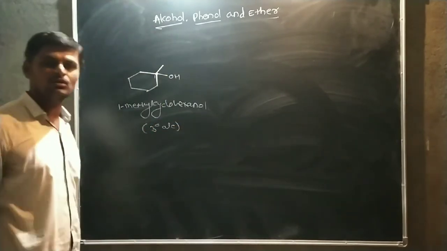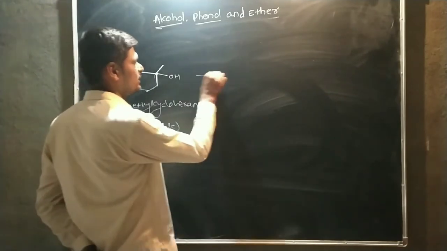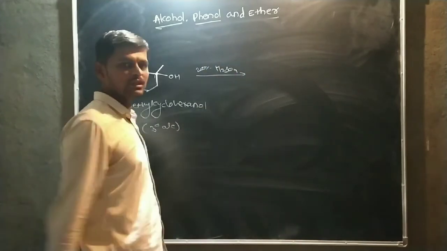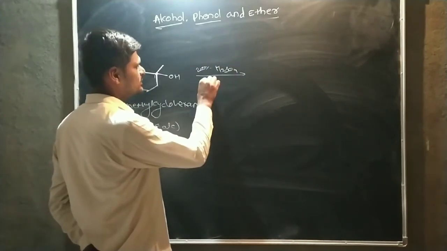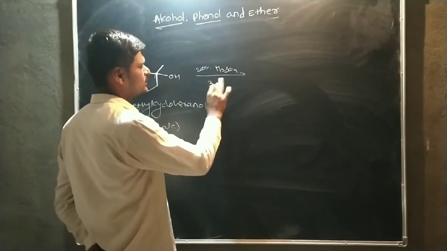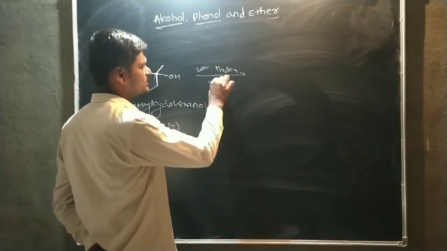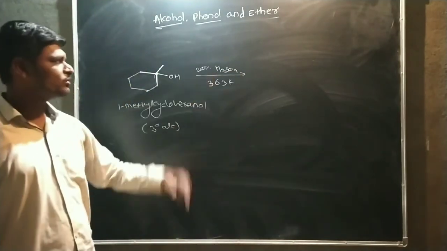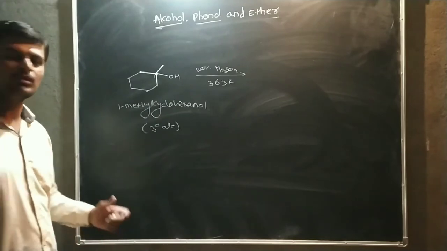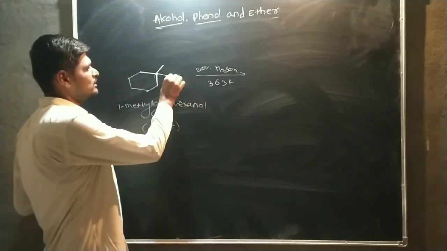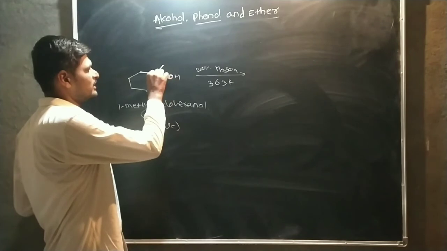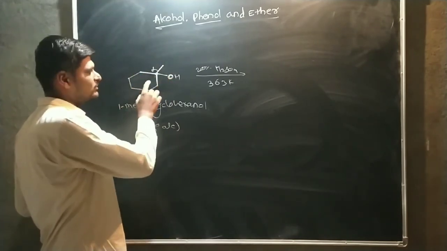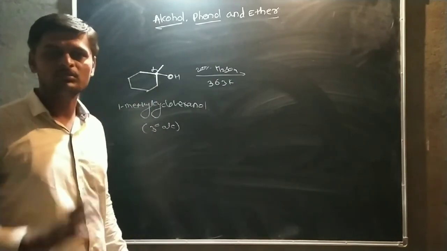If the tertiary alcohol undergoes a dehydration reaction using 20% H2SO4 at a temperature of 363 Kelvin, the double bond or alkene is formed. The hydroxyl group is attached to this carbon atom, which is the alpha carbon. Adjacent to this alpha carbon atom, there are 3 beta carbons.